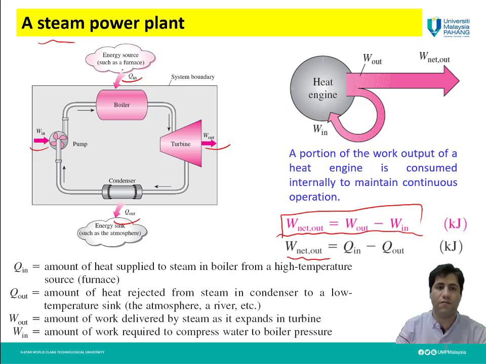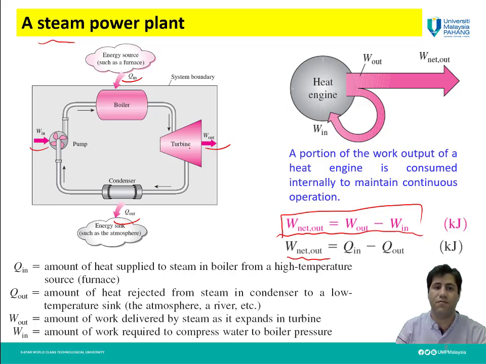Because we have Q in here, Q in will come to the turbine. Some of this Q in will be converted to the W out. Some of that will be released to the surroundings. If we assume we don't have any heat loss in the pipes or any leakage of the steam in these pipes or in the whole lines, a part of this Q in will be converted to W out, and a part of that will be converted to Q out. In other words, W net out is Q in minus Q out.